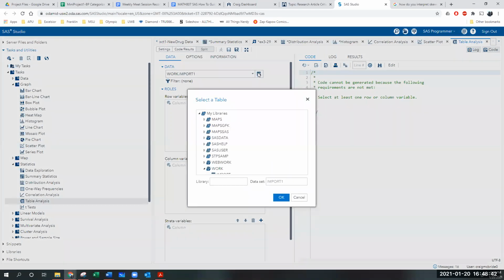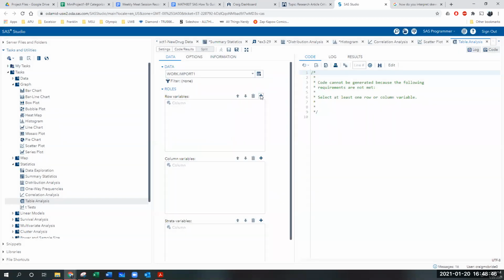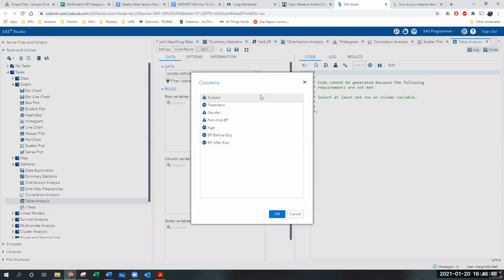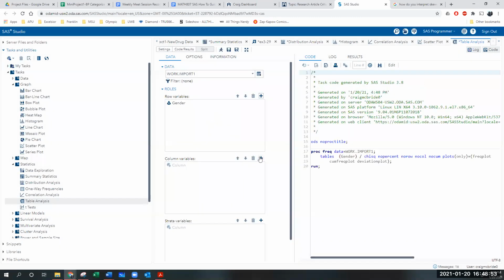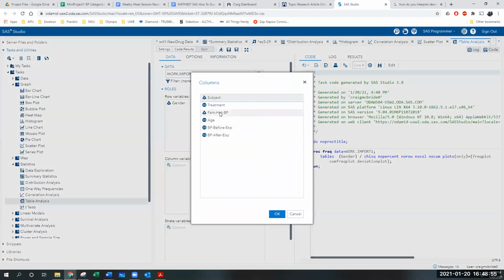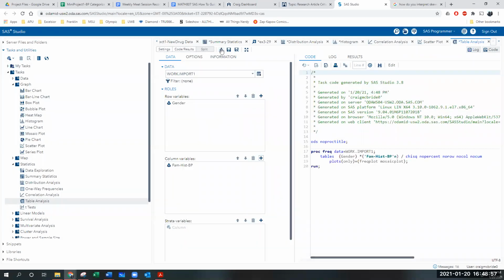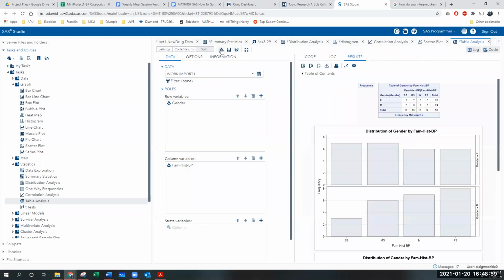And then import one. Yep, that's right. And then the row variable would be, oh no, I'm sorry. I think this is how you get a cross table. Let me see, gender and family history. Let me run that and see. Yeah, that's how you get a cross table. So table analysis is how we get a cross table.